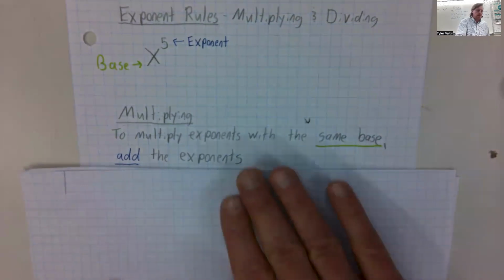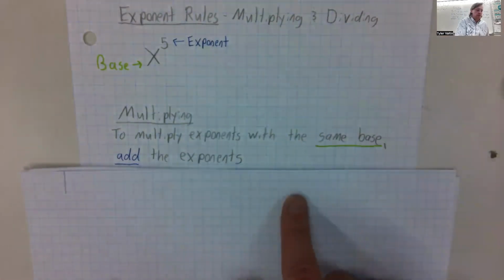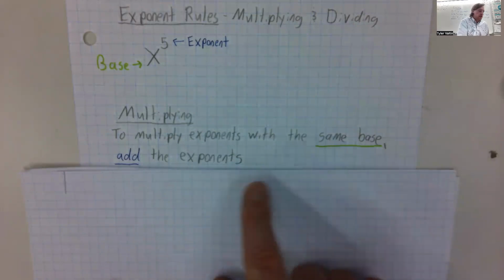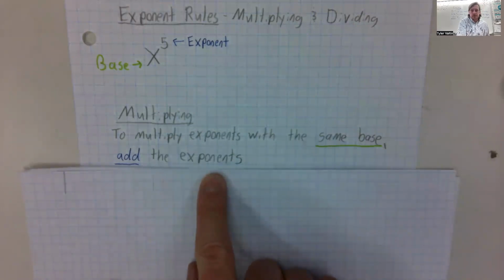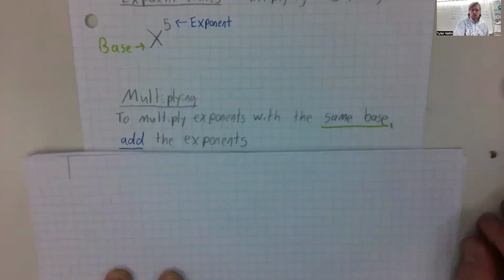Let's just get this rule down. It may not make sense right off the bat, but with these example problems, it will. To multiply exponents with the same base, add the exponents together. So let's get that note down. Again, it might not make sense right off the bat, but we're going to do some example problems to demonstrate that idea.